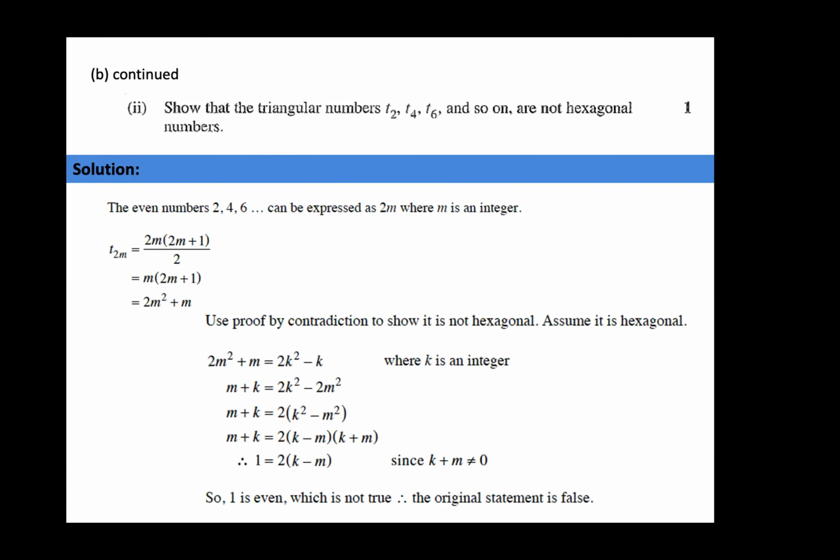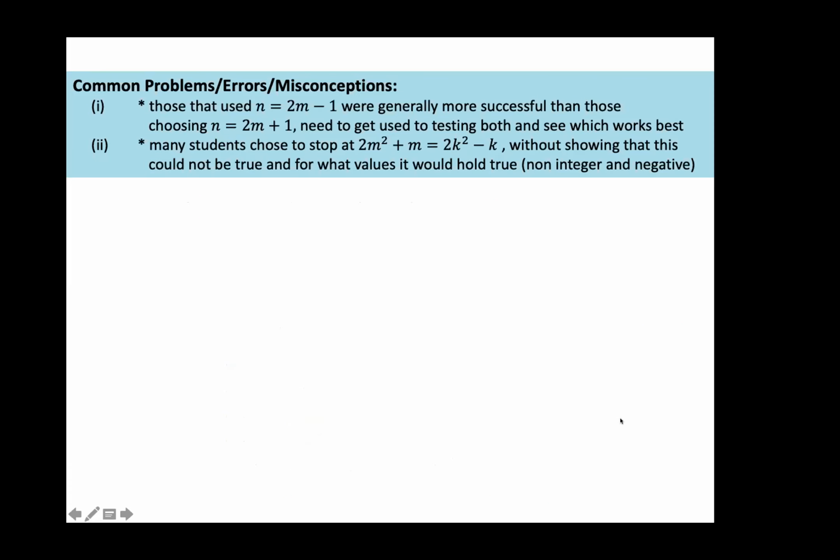So we assume it is hexagonal, and we put 2m squared plus m equal to 2k squared minus k. And on rearranging and dividing by k plus m, we see that we get a result that says 1 must be an even number. Clearly 1 is not even, so the original statement is false, and by contradiction, we can prove that result. For part 1, those that used n equals 2m minus 1 were generally more successful than those choosing n equals 2m plus 1. Need to get used to testing both and see which one works best.